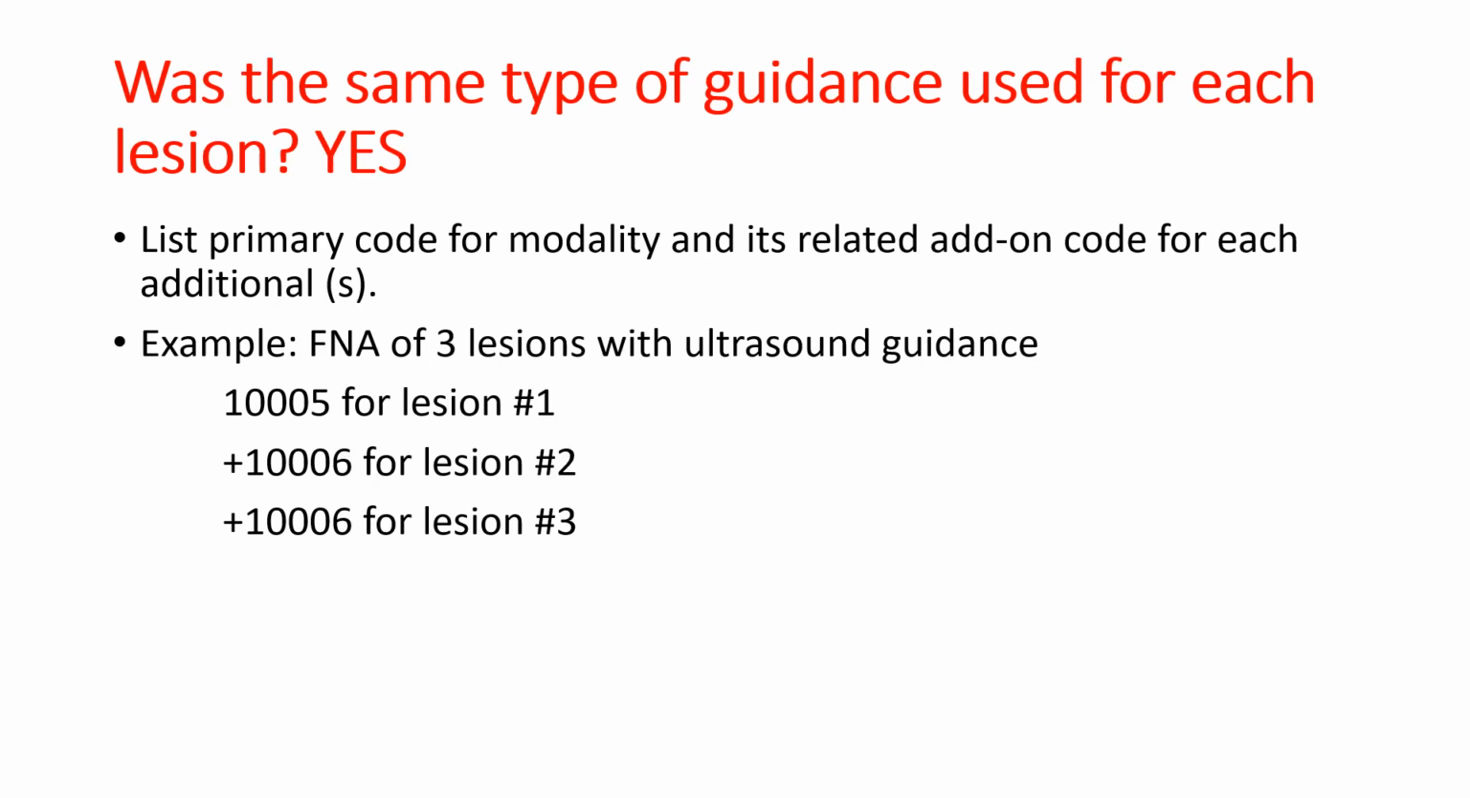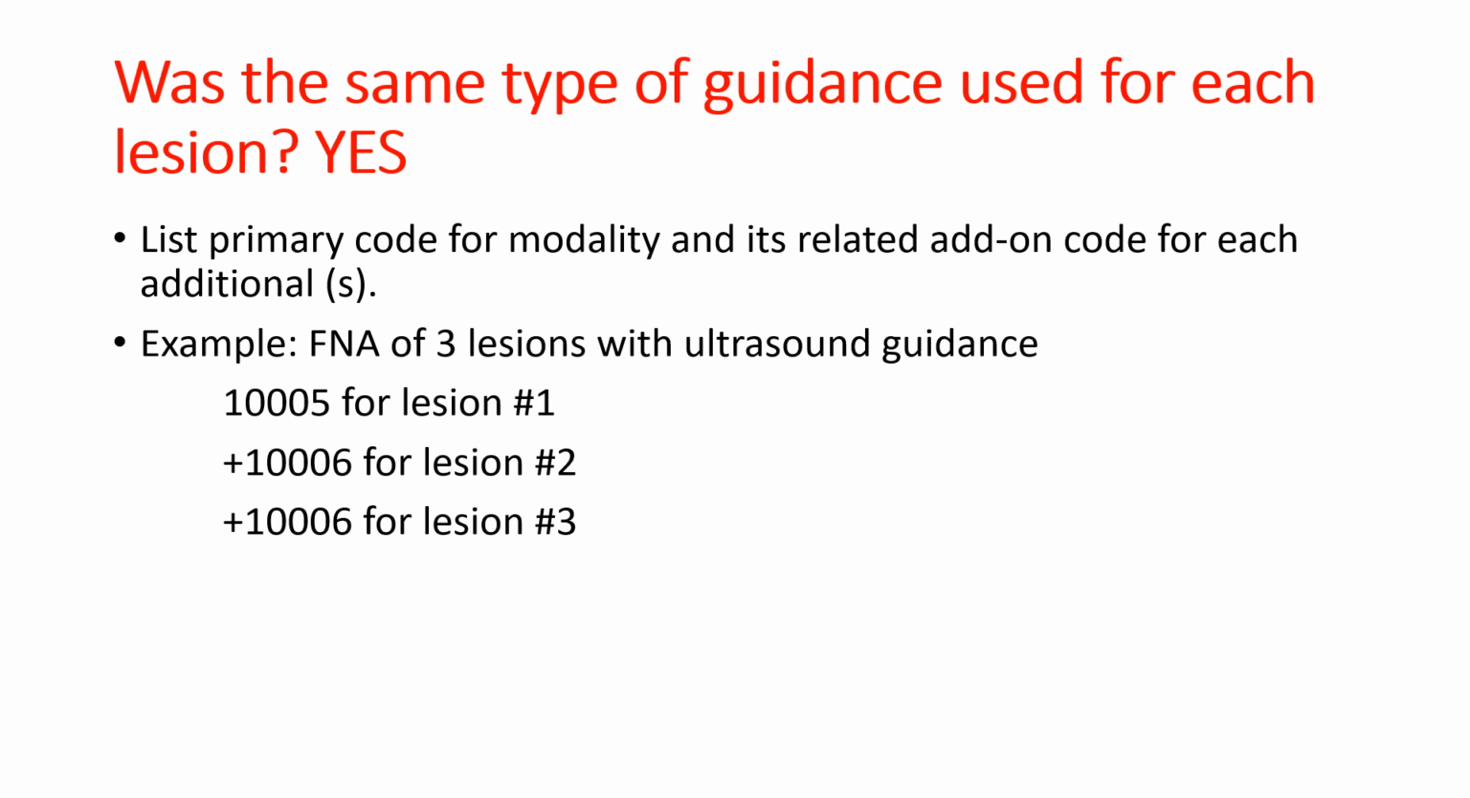Was the same type of guidance used for each lesion? If the answer is yes, for example, the FNA procedure in the lesion in the breast and in the abdomen both were done using ultrasound guidance, then the same imaging guidance is used. So for example, FNA of 3 lesions with ultrasound guidance means the primary code is 10005 for lesion 1.